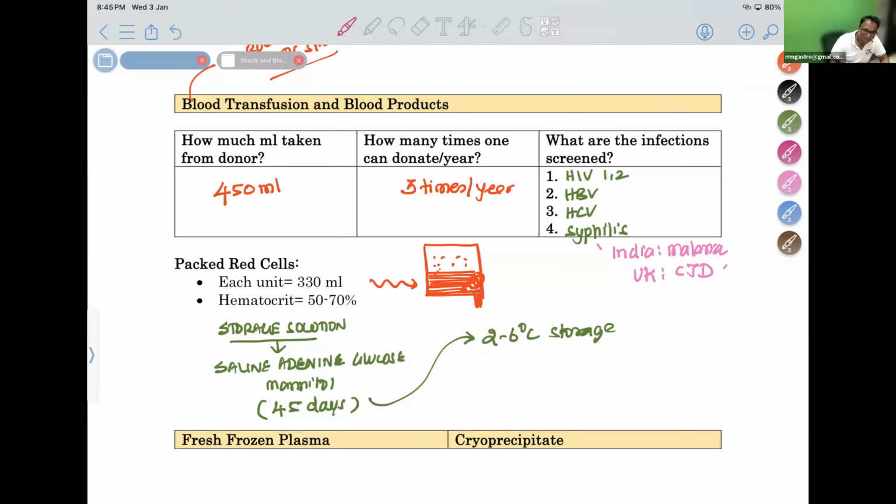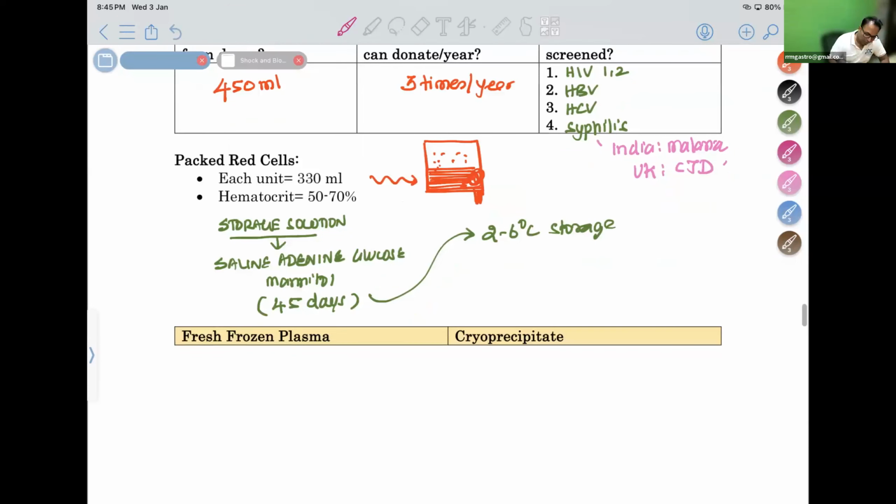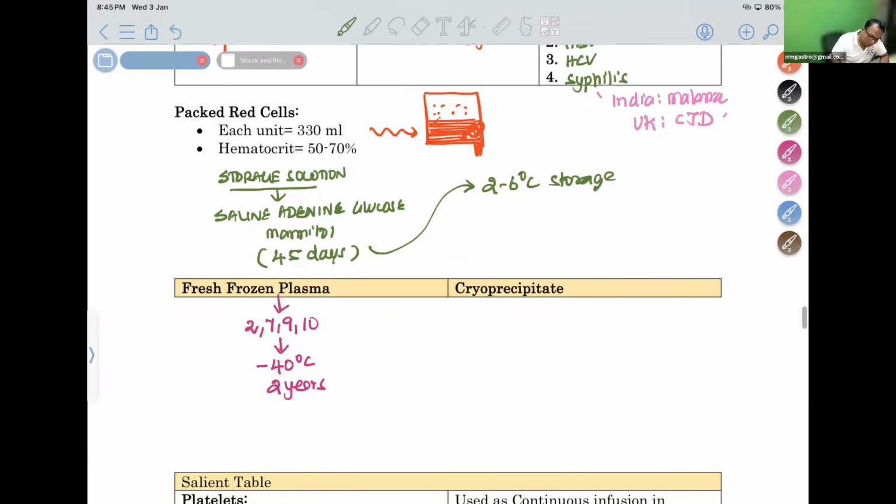What is deficient in packed red blood cell? Packed red blood cell will not have coagulation factors. Therefore, we prepare fresh frozen plasma, rich in factors 2, 7, 9, 10. I will prepare it during the retrieval from the whole blood, and I can store it at minus 40 degrees centigrade for 2 years. What is the use of fresh frozen plasma? It is very helpful in bleeding cases.